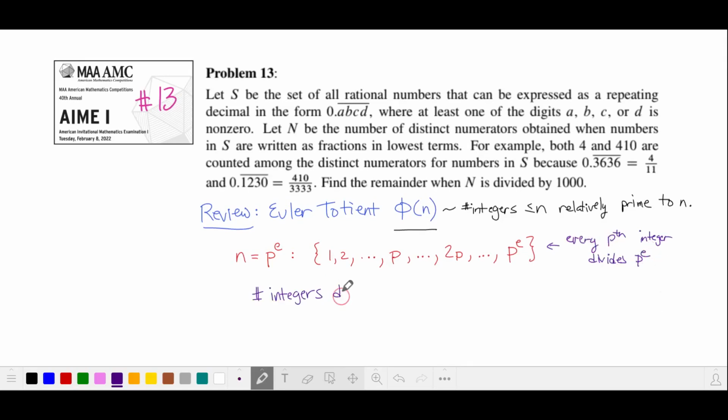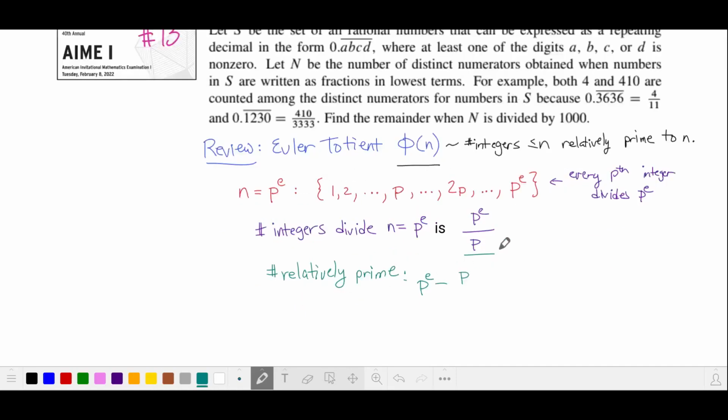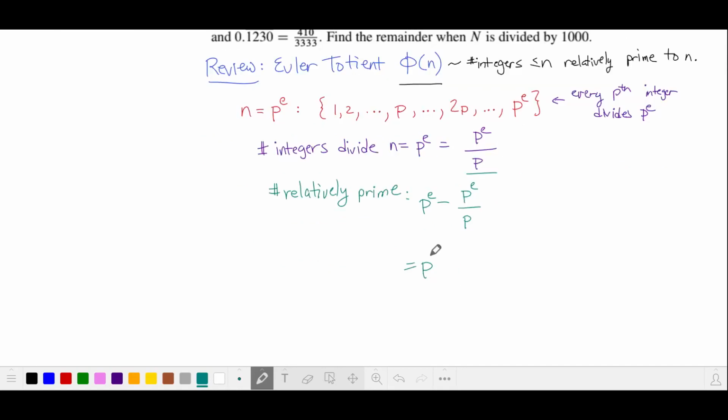So the number of integers that divide our number n, we count them by taking all of our integers and dividing by p. So to find the number that are relatively prime, we take this fraction and we subtract from n. Factoring out p to the e, this is phi of n.